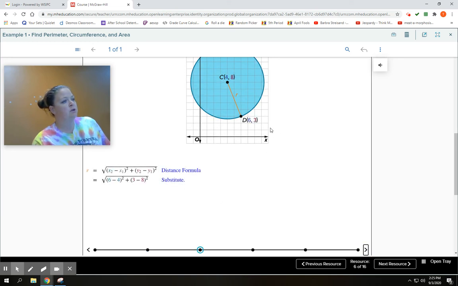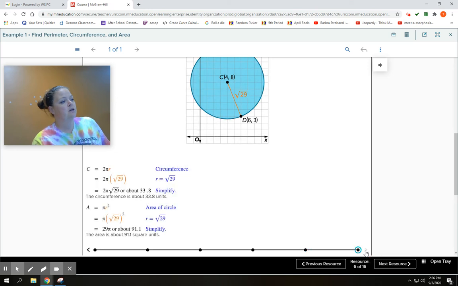So we plug in what we know. So 6 minus 4, 3 minus 8. That's our x1, y1, x2, y2. Do our subtraction and simplify. And again, we're going to leave this as square root for right now because it's easier to work with. And then we plug it into the formulas for circumference and area. So we're going to plug it into circumference 2 pi r, and plug it into area pi r squared.